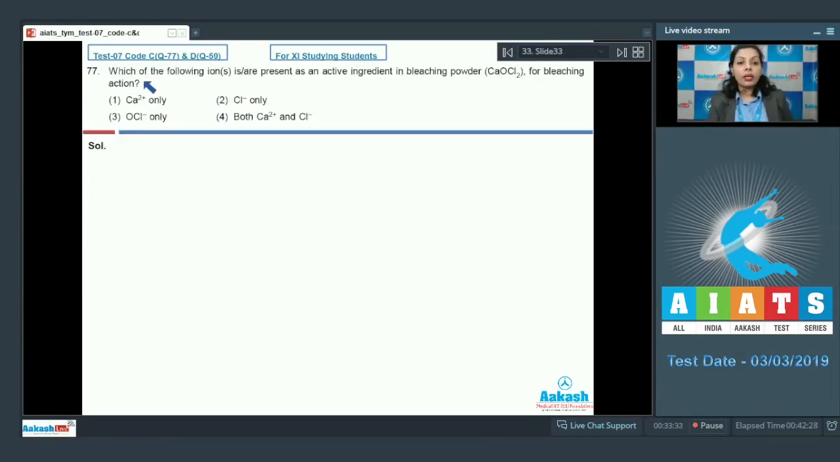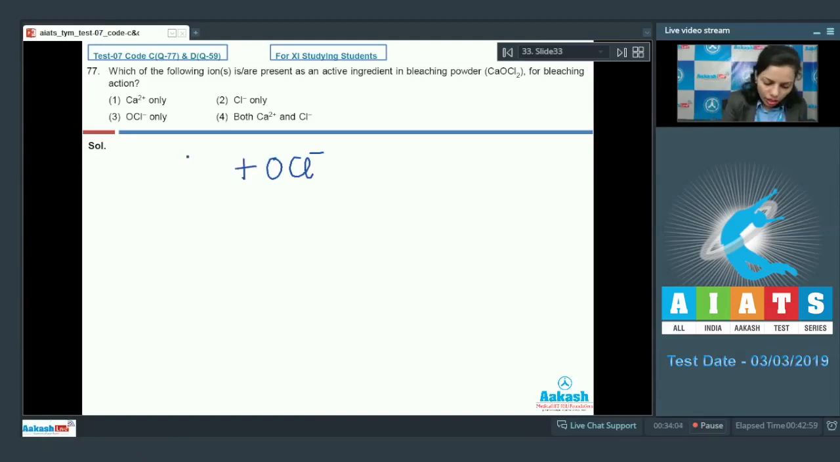Question number 77. Which of the following ion or ions are present as an active ingredient in bleaching powder? Bleaching powder, CaOCl2, calcium oxychloride we are taking for bleaching action. If we talk about bleaching powder, in that case this OCl negative is the active ingredient that is the main cause of bleaching action. Why? Because it has the nature to release nascent oxygen.